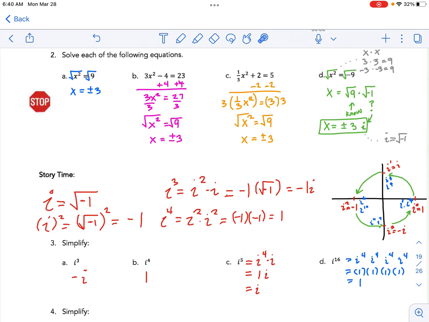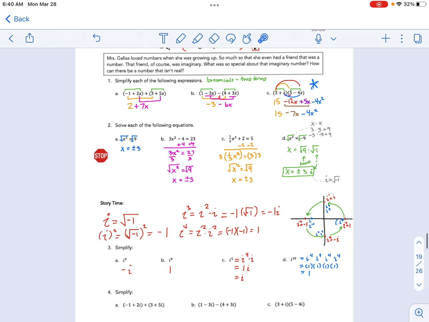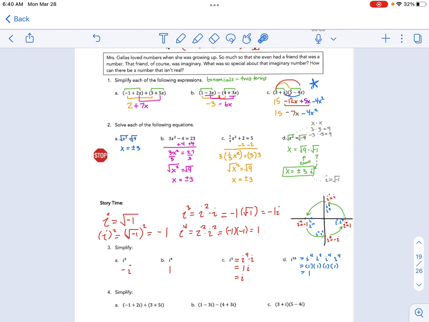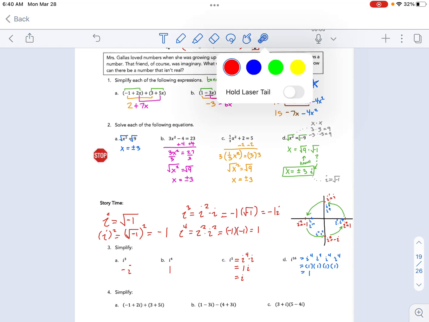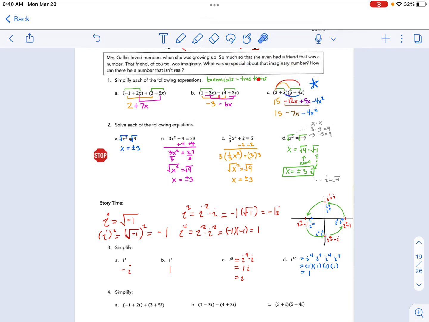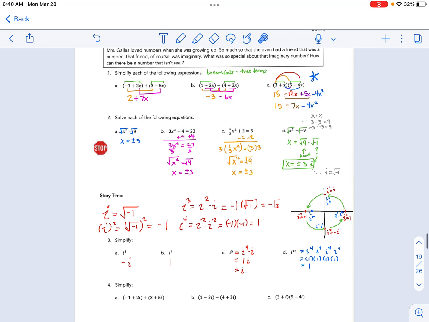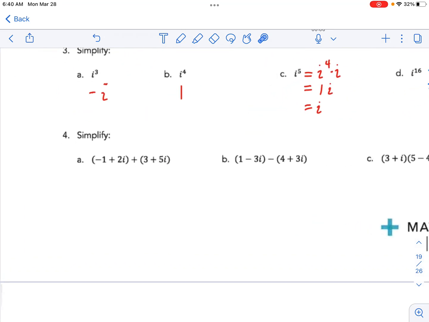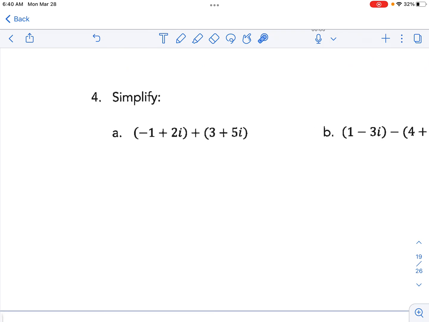So if you notice, question 4, I'm trying to zoom out here, it's like question 1, but instead of x's, I have i's. And we deal with them the exact same way. We look at it as a binomial, right? We look at it as a binomial, 2 terms, and we combine like terms. We combine like terms, and we do a claw type of process here. So let's try that with these expressions.